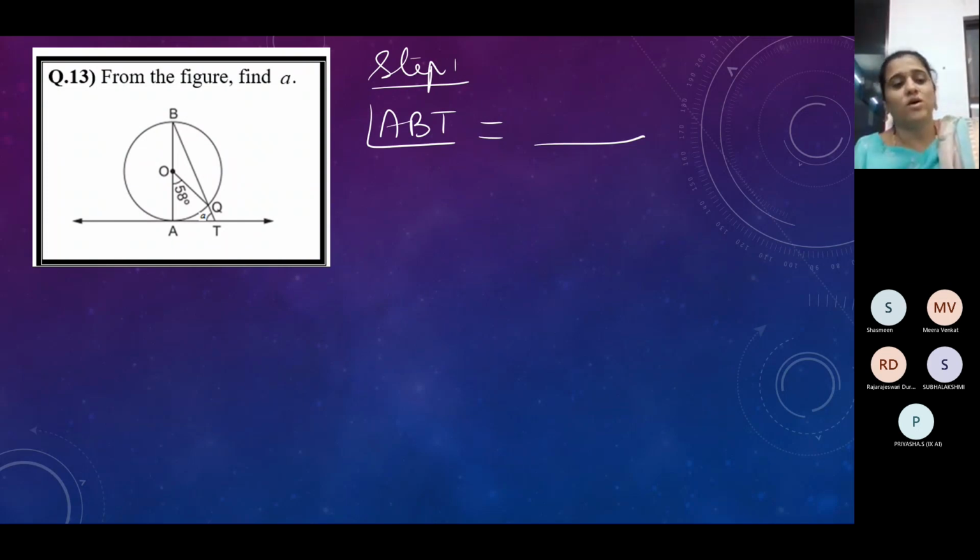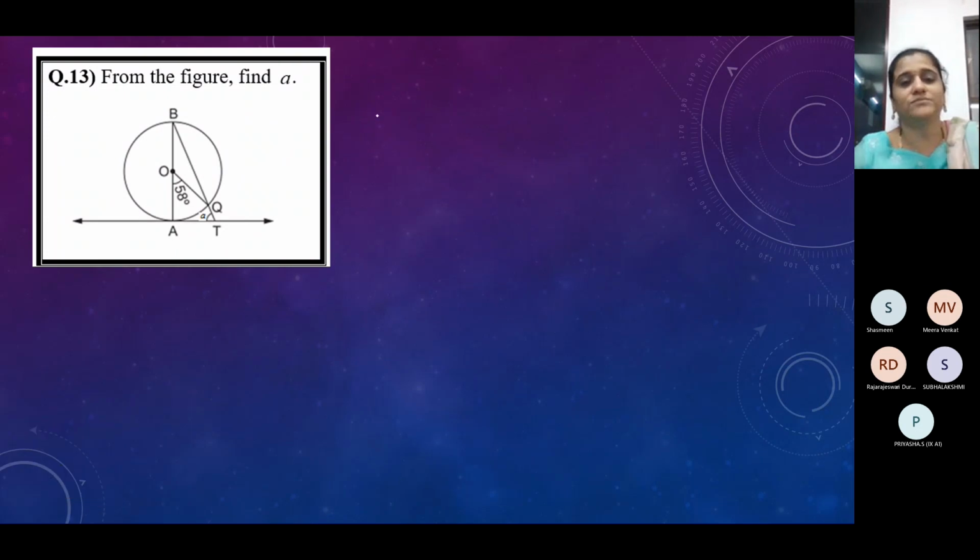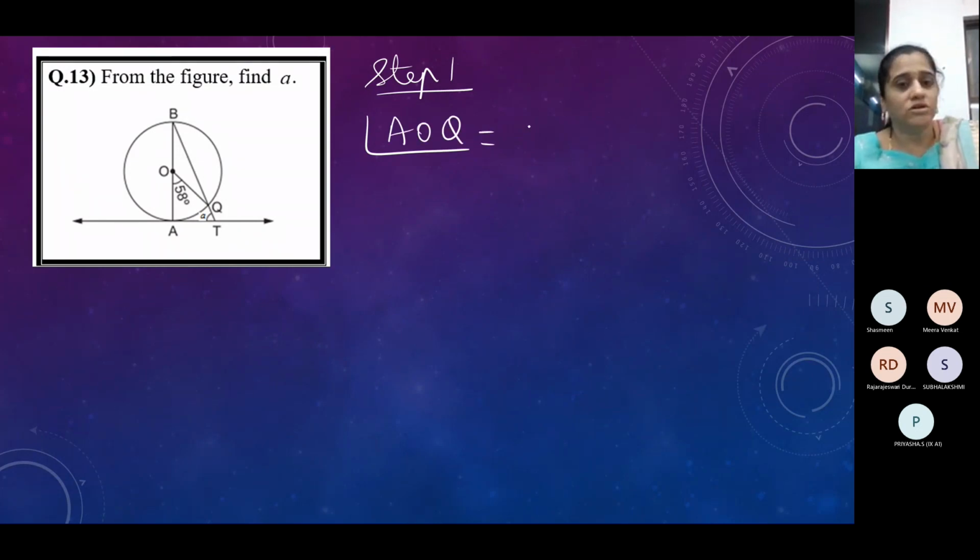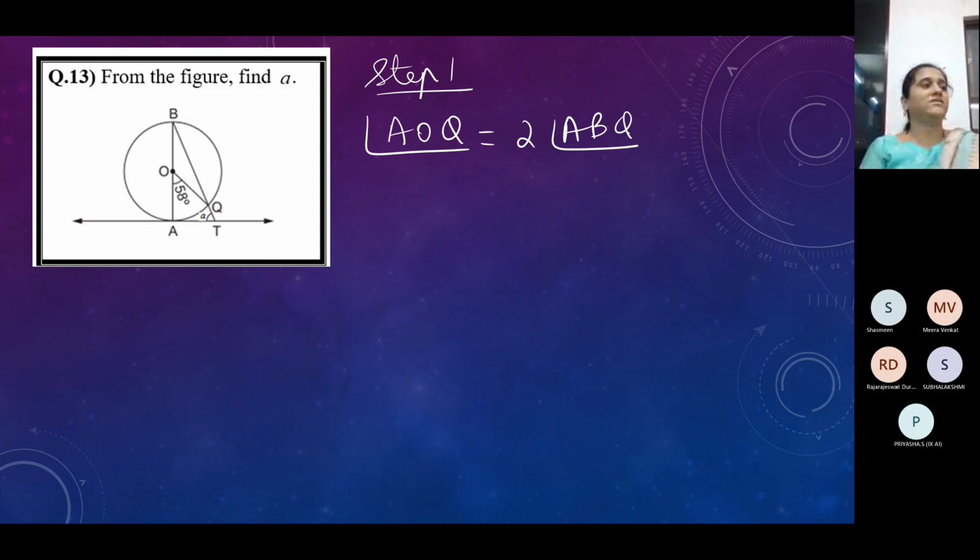Because, okay, one minute. Let me put it like this. Step one. Angle AOQ is equal to twice angle ABQ, correct? Which is the arc here? AQ is the arc. See the arc is AQ: AOQ, ABQ.